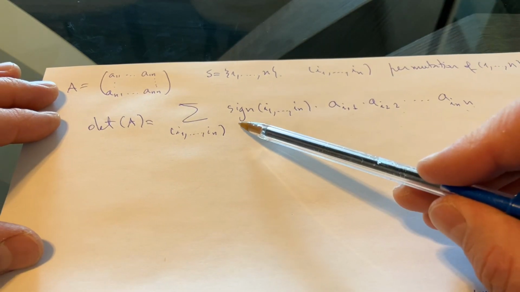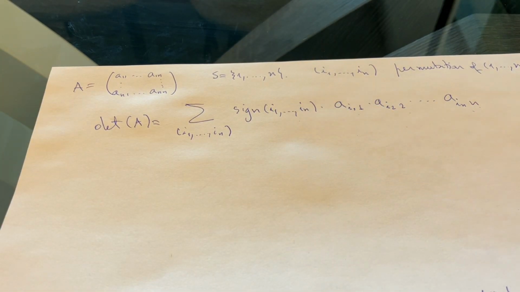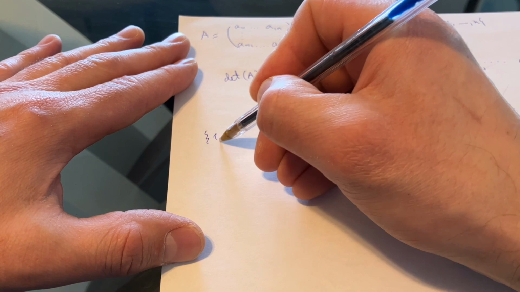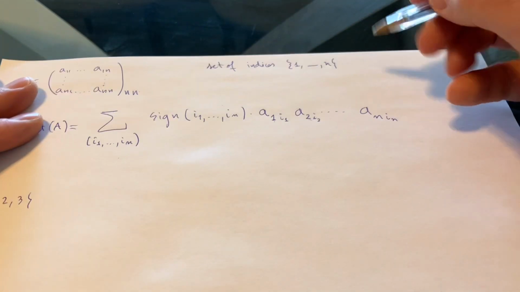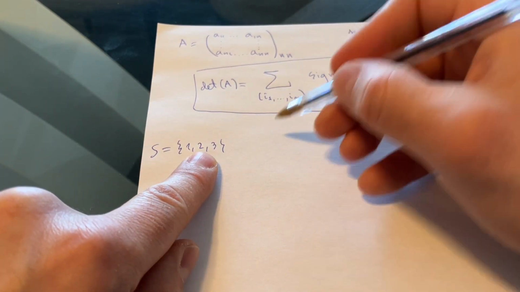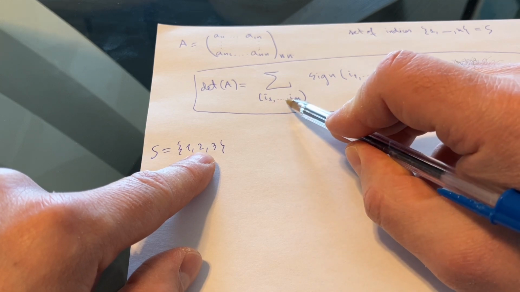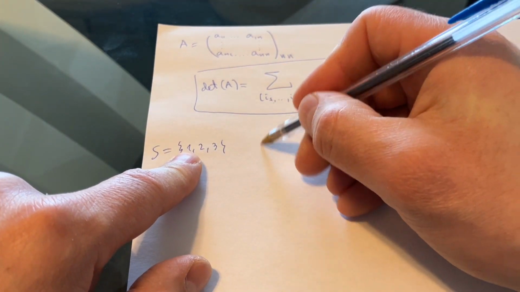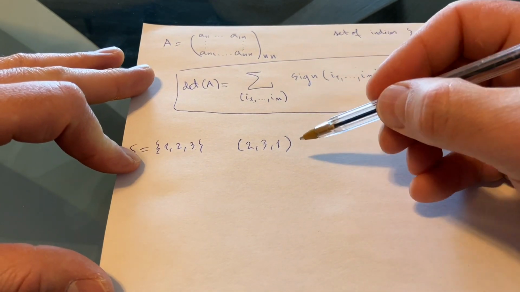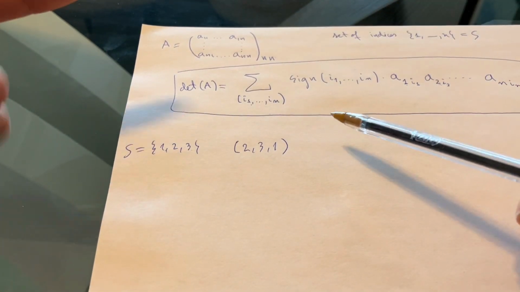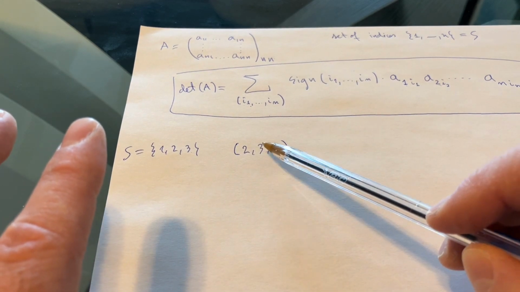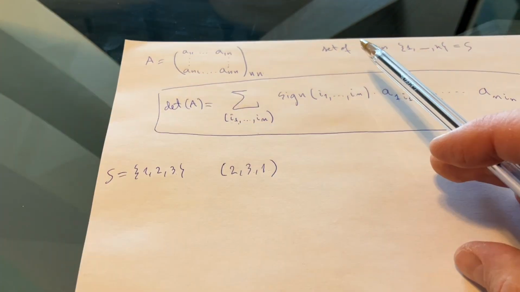So let me explain what the sign of the permutation i1, ..., in is. Let's take, for example, the set of indices 1, 2, and 3. Okay, so it's the set of indices S. Let's say we start out by taking a permutation of 1, 2, and 3, say 2, 3, and 1. That's a permutation of this set. So what are we going to do? Well, we're going to take two consecutive indices, say 2 and 3, or 3 and 1, and then we're going to swap them out.